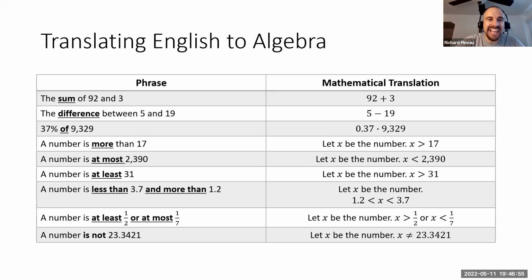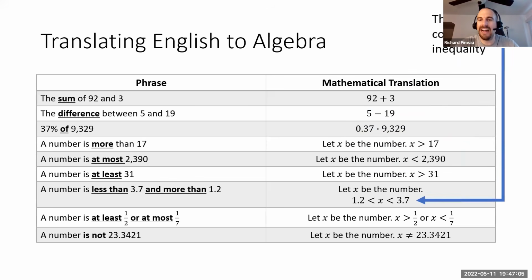A number is less than 3.7 and more than 1.2. This is an interesting looking inequality. This is actually called a compound inequality. What this tells me is that the number is between 1.2 and 3.7, because it can be simultaneously more than 1.2 but less than 3.7. So the number is between the two. If I chose a number like 3, it is more than 1.2 and less than 3.7, so it satisfies both of those conditions.